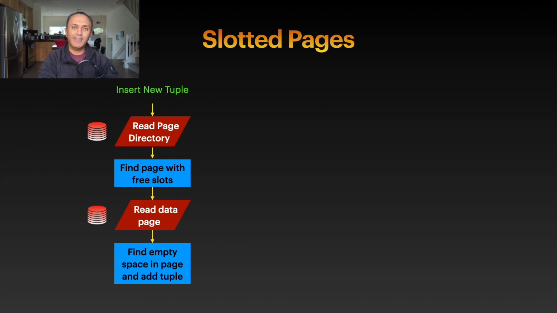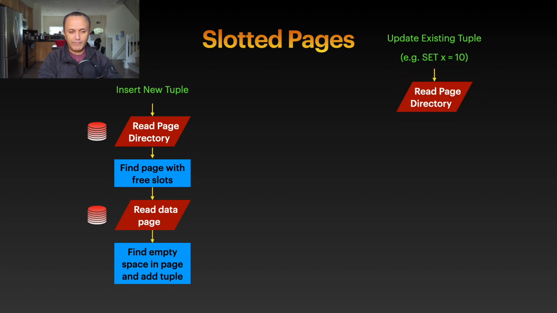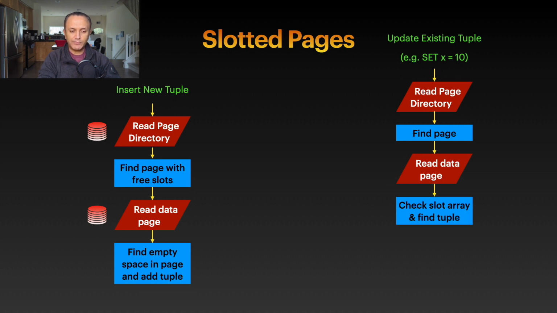What happens when we try to update an existing one? So let's say we want to update an existing tuple and set some attribute x to the value of 10. First thing we have to do is read the page directory. So that's an I/O. We need to find the page that contains the tuple that we want to update. We already know which tuple we want to update, so from the tuple ID, we can get the page number, and we know which page we want. So now we're going to read that page. Once we read that page, we want to check the slot array in the beginning, and then find where the tuple actually exists.